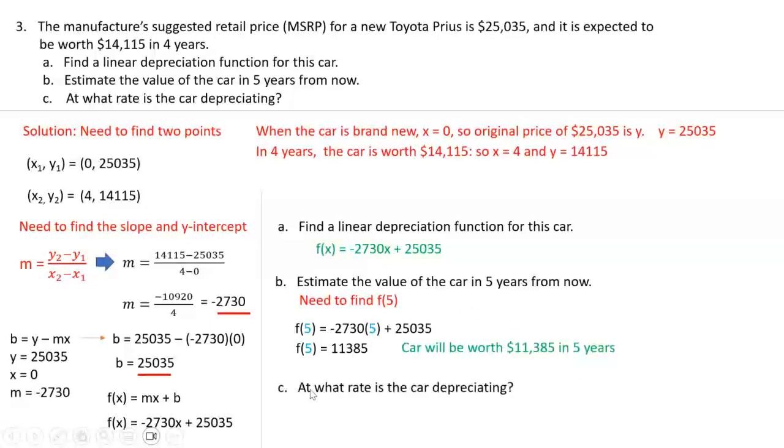Now for part C, at what rate is the car depreciating? That means the slope. What is the slope? The slope is negative 2,730. But you're not going to put negative, because the word depreciating already means it's negative. So the answer will be 2,730. The car is depreciating at $2,730 per year. That's the answer for part C.